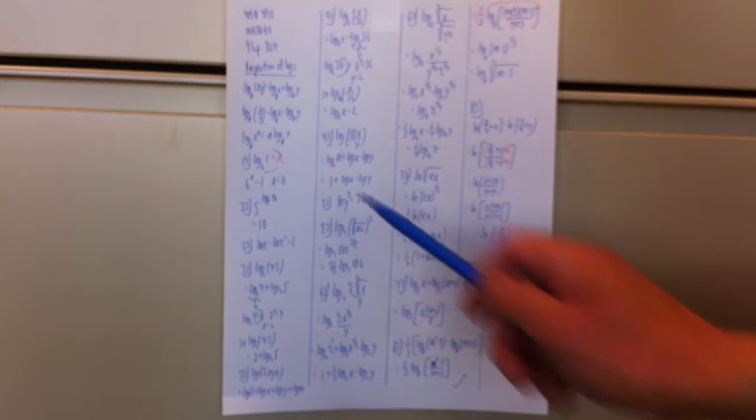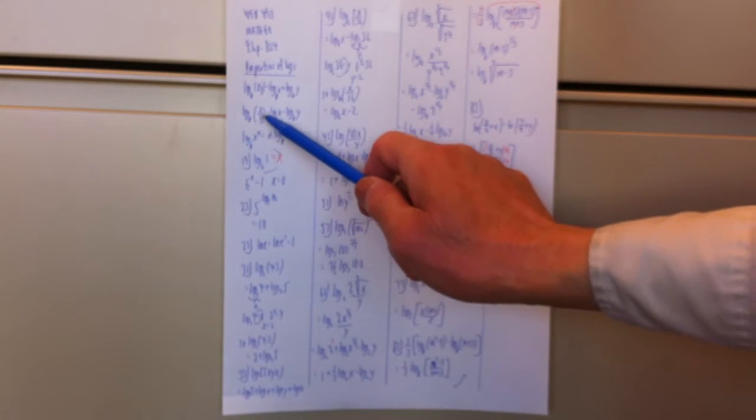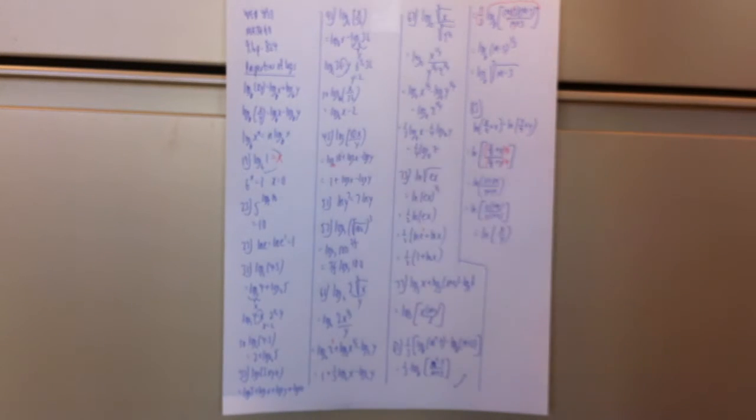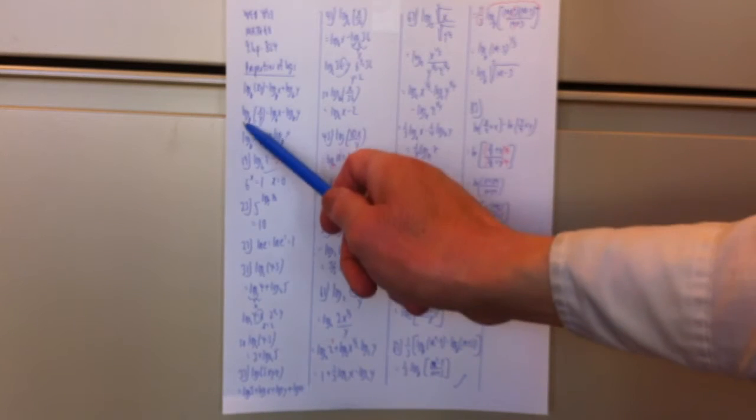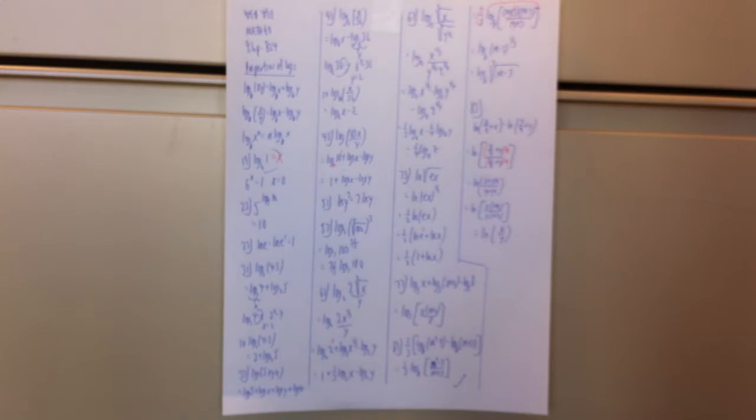Next one is log base b of x over y is equal to log base b of x minus the log base b of y. Sometimes you hear the language, the log of a quotient is equal to the difference of the logs. Quotient here, you're dividing, difference over here.